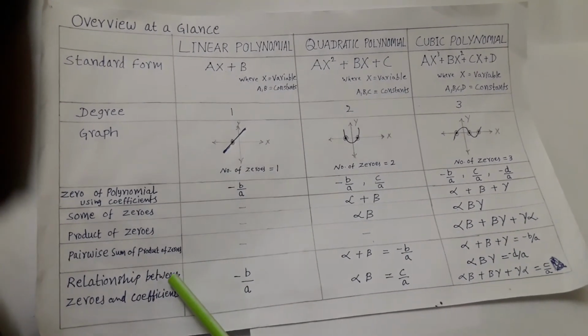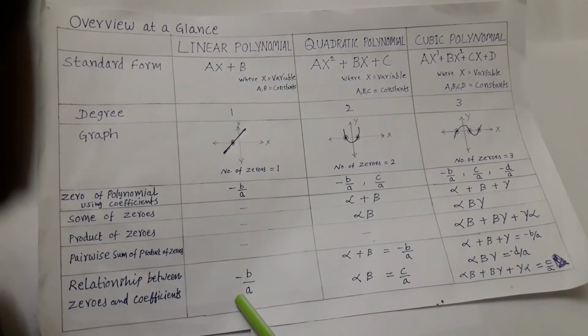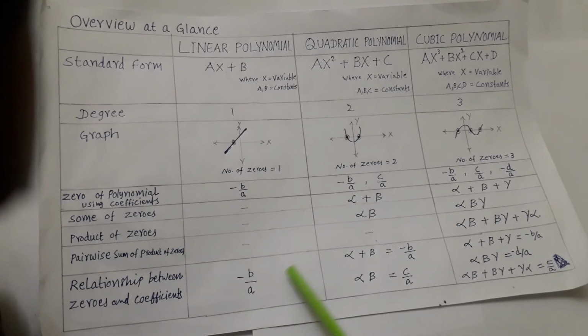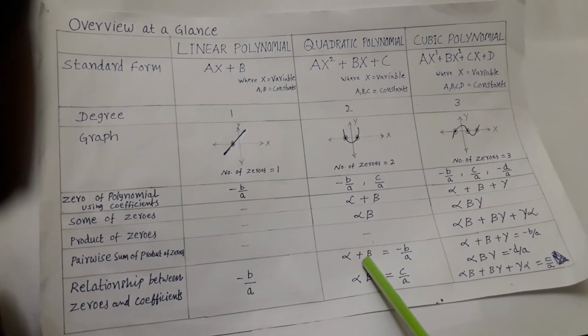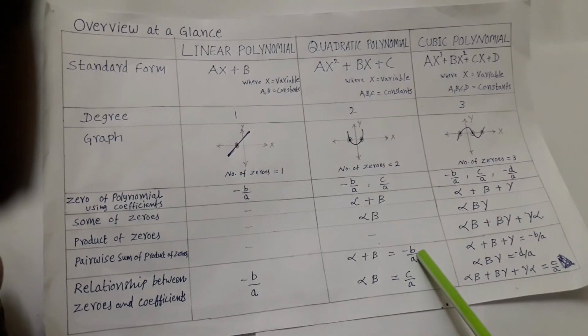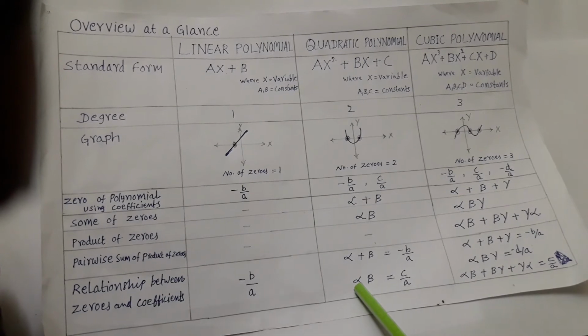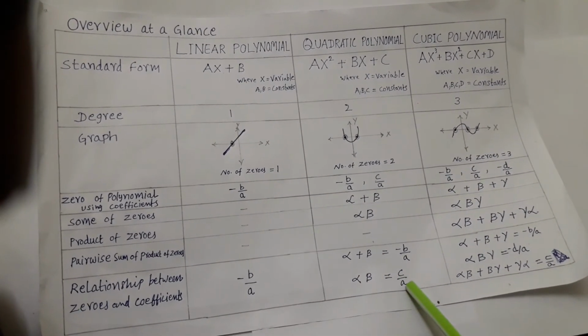The relationship between zeros and coefficients for linear polynomial is minus b by a. For quadratic, we are calling sum of zeros equal to this coefficient. Product of zeros is equal to this coefficient.